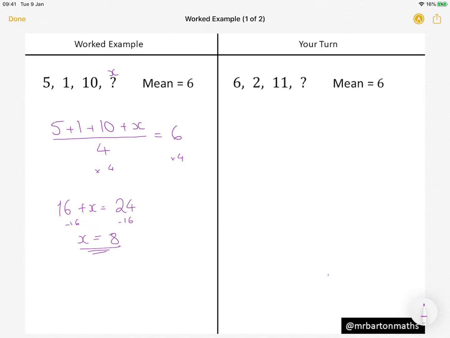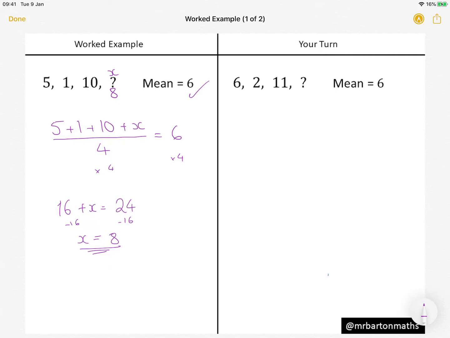So my final answer is that the missing number should be 8. Let's just test that. 5 add 1 is 6, add 10 is 16, add 8 is 24, divide that by 4 because there's 4 of them and I get 6. So I know I'm right because the mean is now 6.